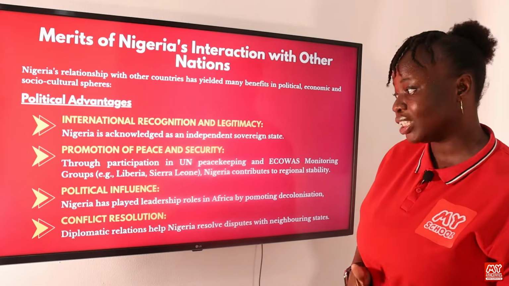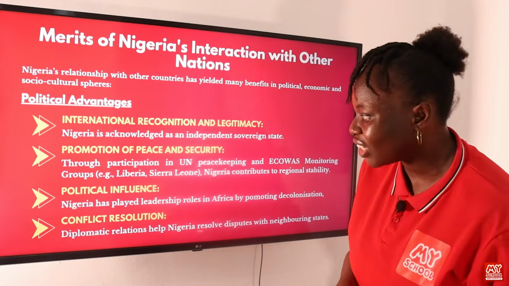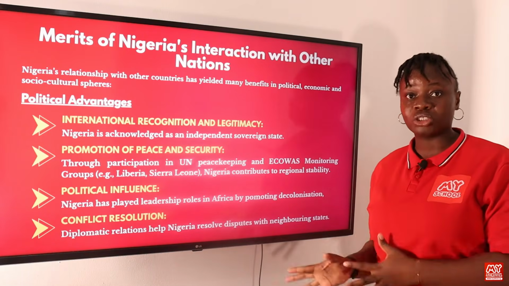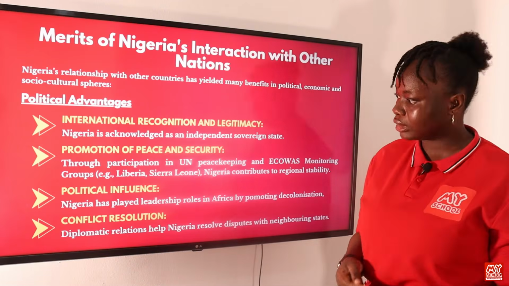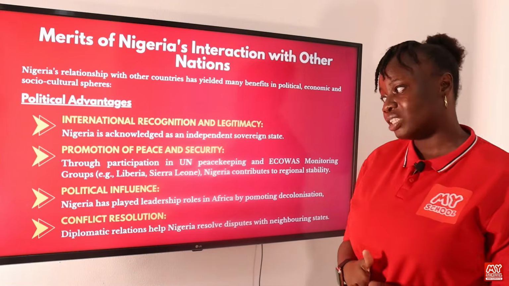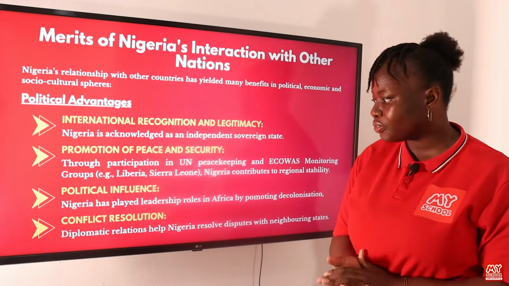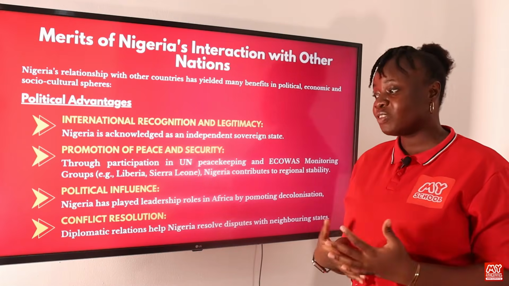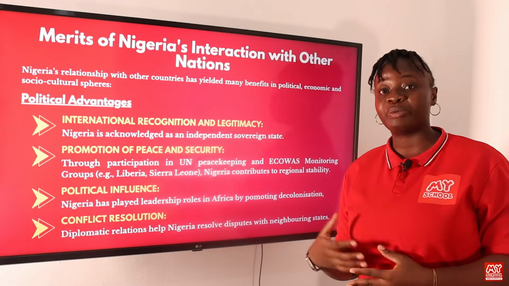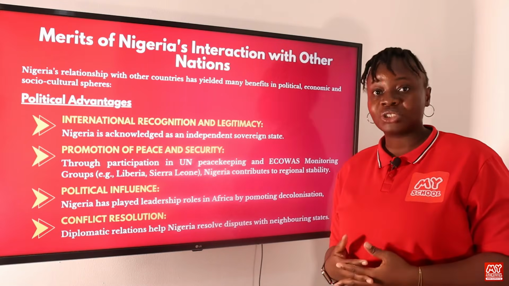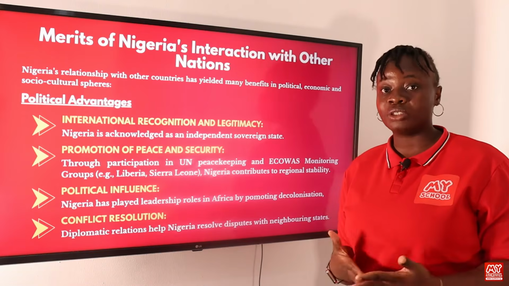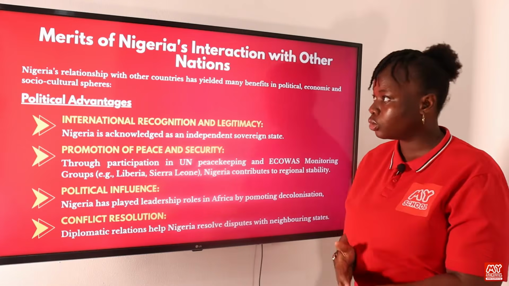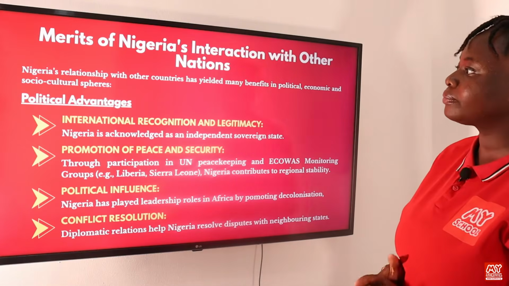It has also contributed to Nigeria's political influence. So Nigeria has played leadership roles in Africa by promoting decolonization. We're going to discuss a lot of that in subsequent video lessons. Then Nigeria has played a role in conflict resolution. So diplomatic relations help Nigeria resolve disputes with neighboring states. So if Nigeria doesn't have that cordial relationship with neighboring states, they will not be able to work together to solve some of these issues that are going on within the country, especially as it relates to terrorist issues. Let's move on to the next slide.